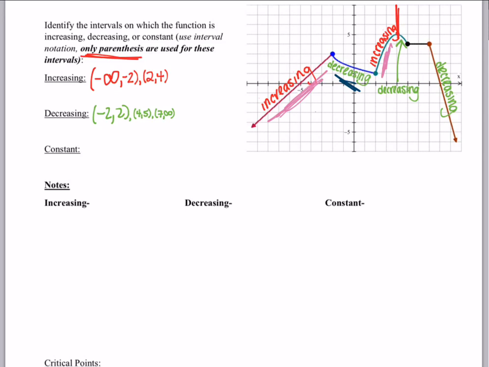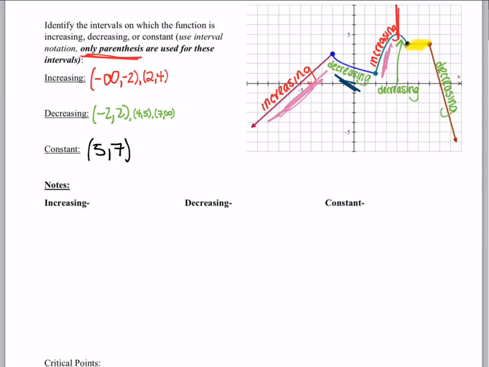Alright, so I know the graph's getting a little bit crazy, but we have all of the domain covered except for the constant piece. So that's here, what I highlighted in yellow, and the x values are from 5 to 7. So those are the constant x values, right, when the values of the y aren't changing at all.